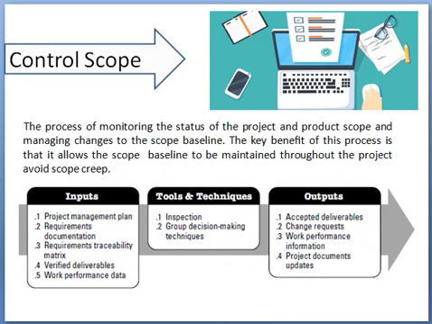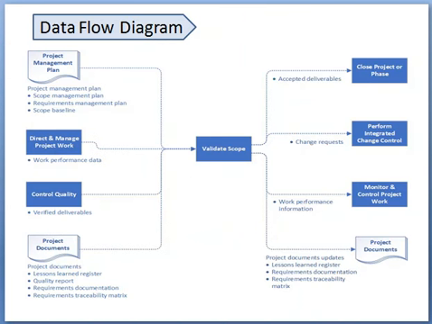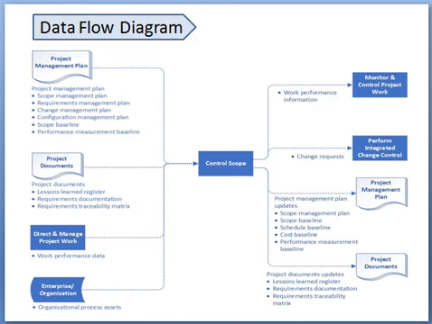The data flow diagram for this purpose has inputs, a tool, and outputs. We give five inputs to it: the project management plan, the project documents, direct and manage project work, meaning the work performance data, and the organizational process assets. Then we perform the technique of control scope. Then we get as outputs work performance information, change requests, project management plan updates, and project document updates as well.